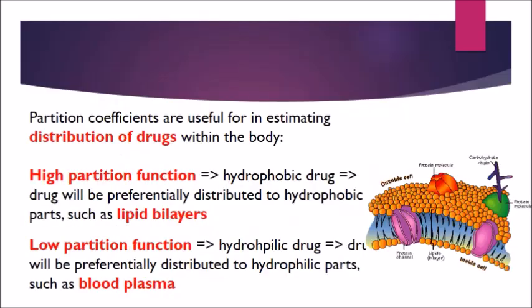So, more explanation about partition coefficient. Partition coefficients are useful for estimating drug distribution within the body. When you have a high partition coefficient, the drug is more hydrophobic, and it will preferentially distribute to the hydrophobic parts such as lipids. But if you have a low partition coefficient, it is a hydrophilic drug, and the drug will preferentially distribute to hydrophilic parts such as blood plasma.